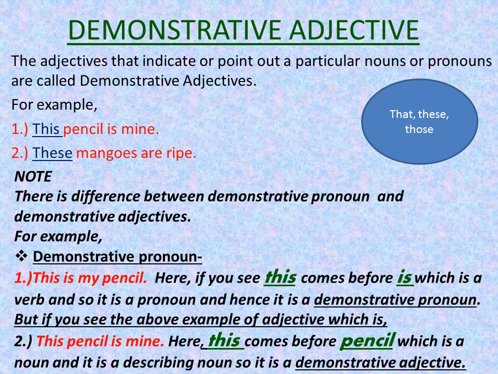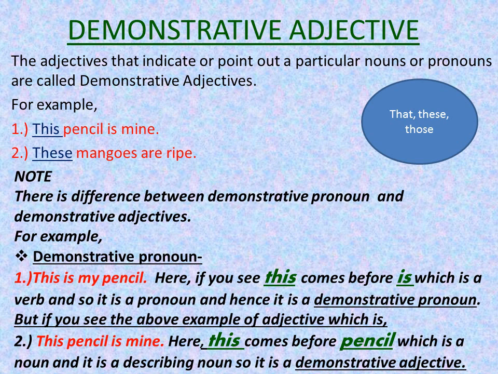Now let us take the second example. These mangoes are ripe. Now here I am talking about the mangoes, the particular mangoes. So I am saying these mangoes. So I am emphasizing on those mangoes. So here the word these in the sentence, these mangoes are ripe, is a demonstrative adjective.